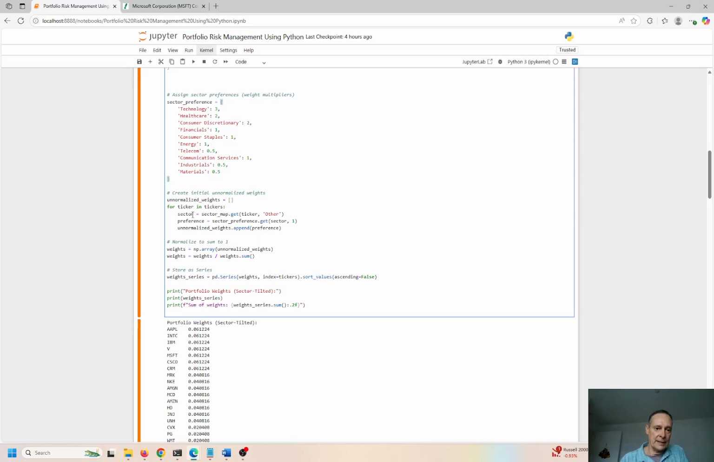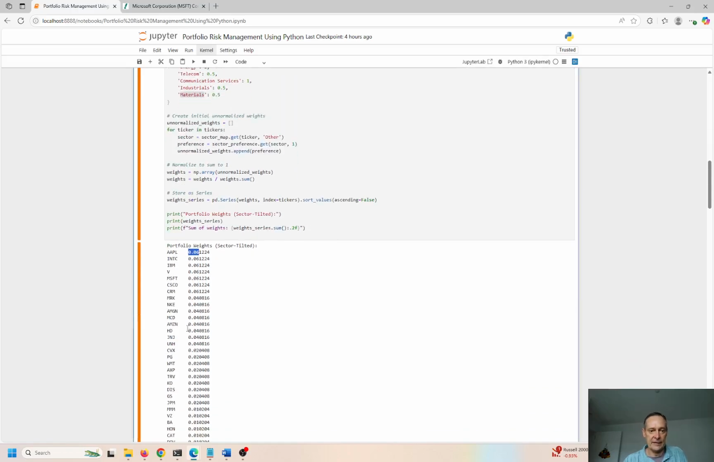So I go ahead and for ticker in tickers, I create a small loop here, map the sector. Otherwise, if it doesn't match, pick other. I have the sector preferences and I get the sector, and then I assign weights to all of these portfolios based on sector preferences, right? So technology gets a higher weight, materials gets a lower weight. I'm just saying basically higher weights are a little bit more volatile, materials are a little bit less volatile. So Apple is going to have a higher weighting in the portfolio, right?